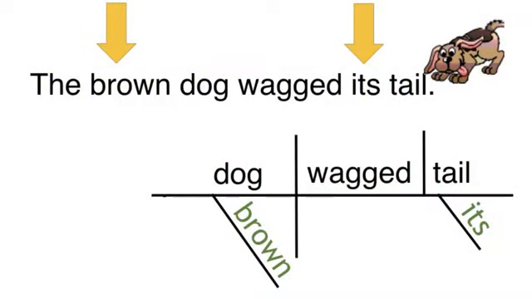So let's go back to the part of a sentence that we used earlier. The brown dog wagged its tail. Can you find words in this sentence that are adjectives? They tell which one, how many, what kind, or whose. And so those words are brown and its. All adjectives on a diagram go on a diagonal line under the word it describes.